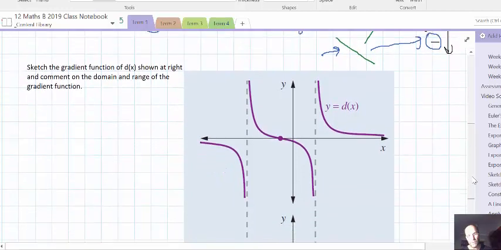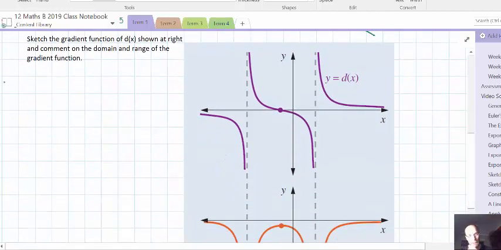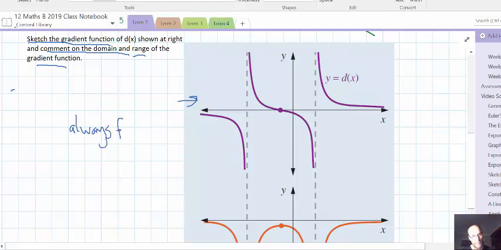If we follow these directions on the graph we've got here, the purple graph is the original graph, and what we've got to do is sketch the gradient function and comment on the domain and range of the gradient function. So there's the original, and we can see a few features on there. One key feature is that it's always falling, this purple graph. So its gradient is always negative. It's not constant, but it's falling.